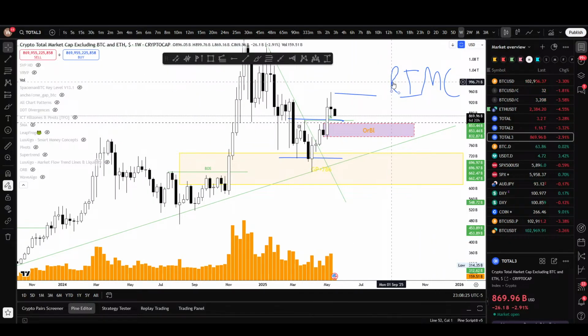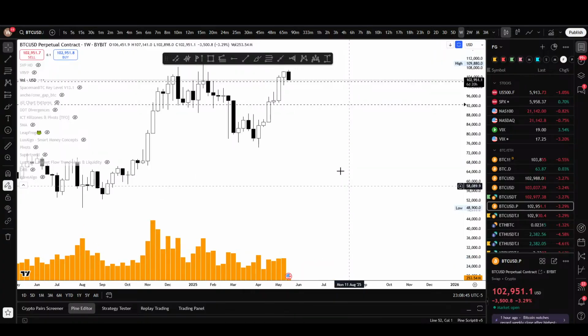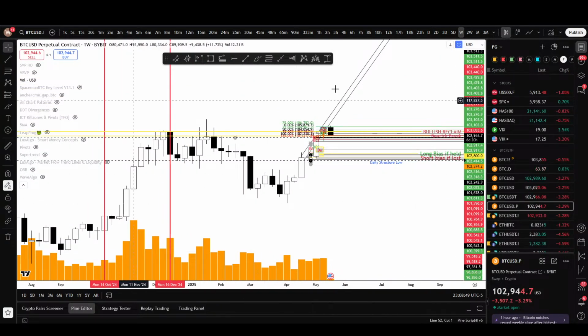We also didn't come up and test this wick either, which is right at $1 trillion. I would expect us to get back up there at least. So that's kind of the macro of looking at things, and that's why I remain bullish, even though Bitcoin's correcting here. I'm still holding a long from 101,800. I probably should have taken profit at 107, but I wasn't looking at the charts.